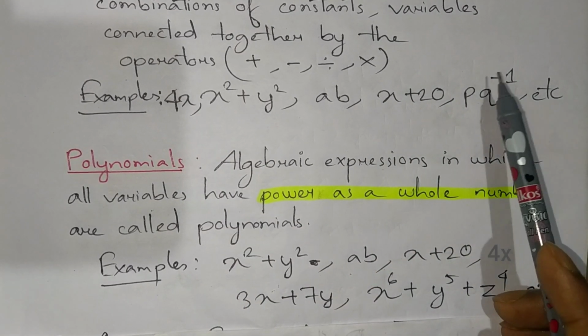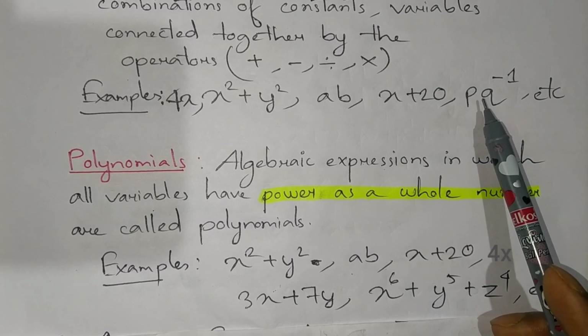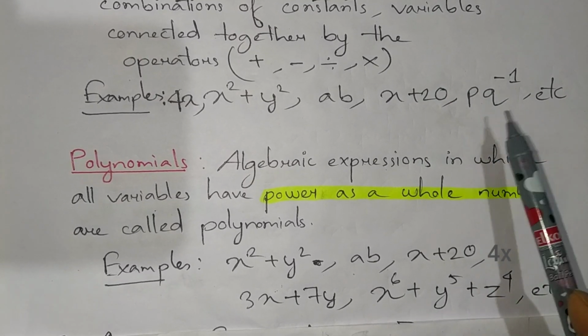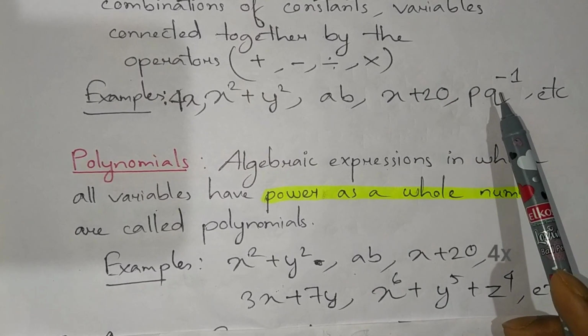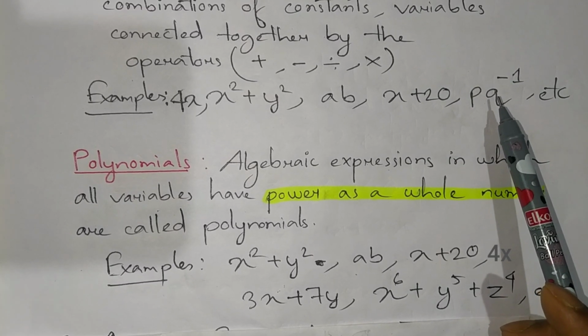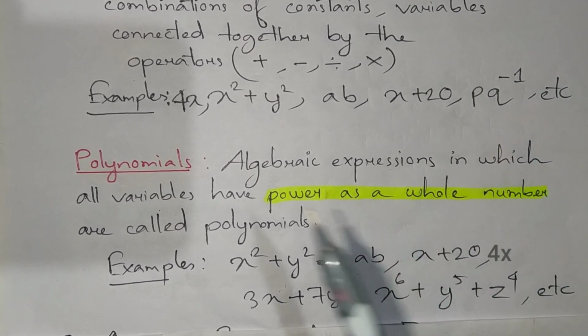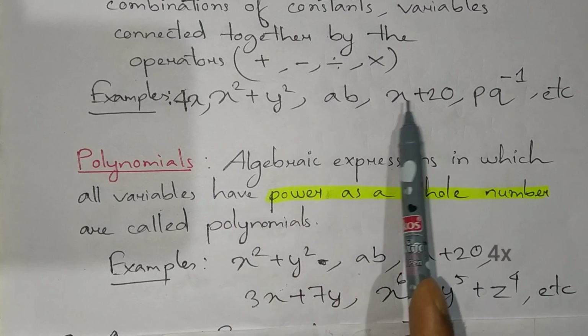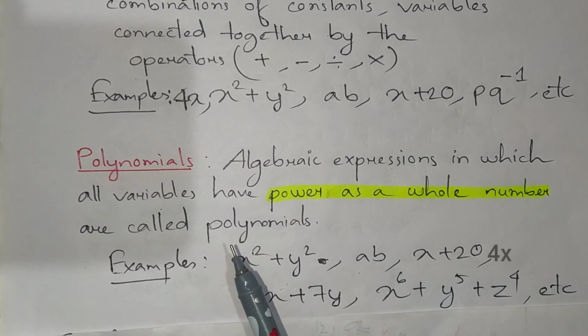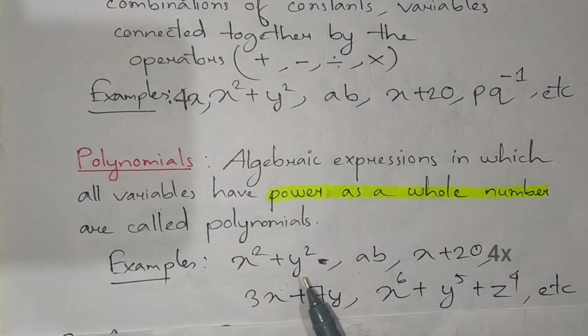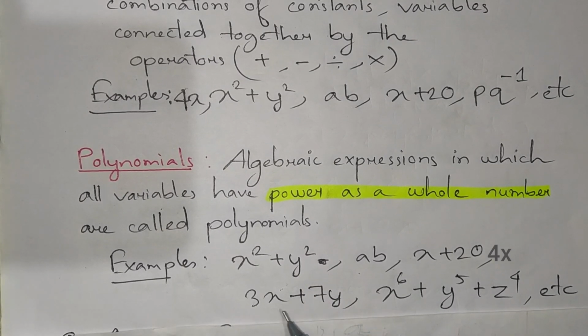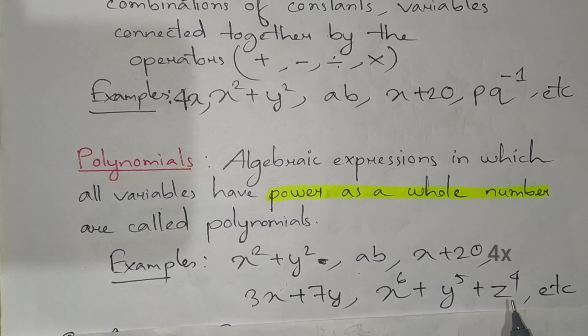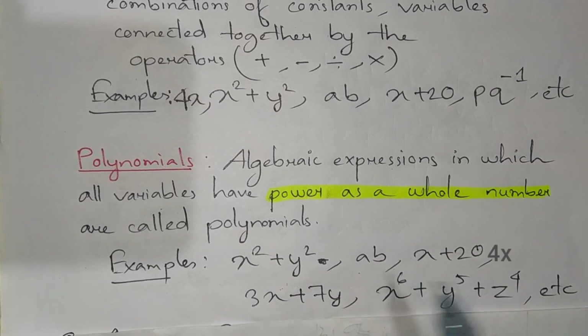But the expression p q raised to the power minus 1 is not a polynomial because the power of the variable q is minus 1, and minus 1 is a negative integer, it is not a whole number. So we have added these 4 examples of algebraic expressions as examples of polynomials also. We have added 2 more examples: 3x plus 7y, and x to the power 6 plus y to the power 5 plus z to the power 4. So all these examples of algebraic expressions are polynomials.